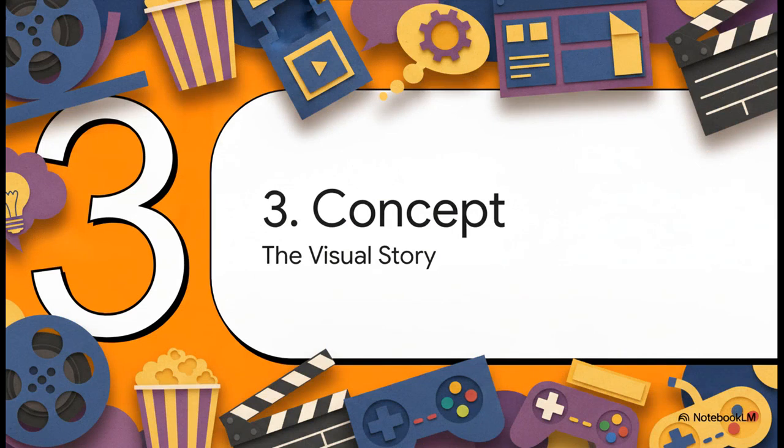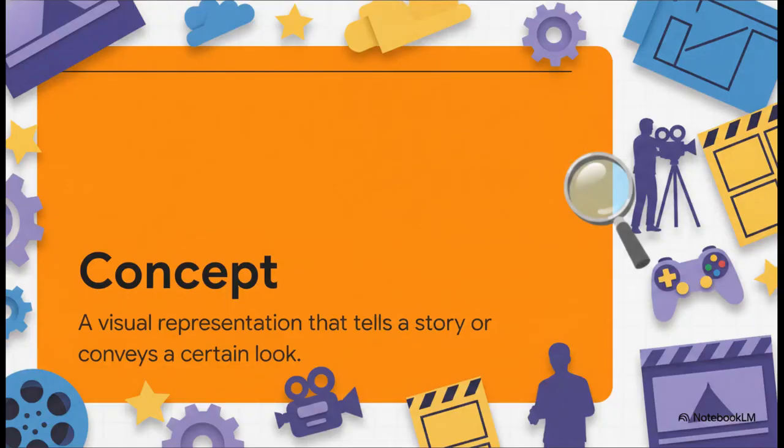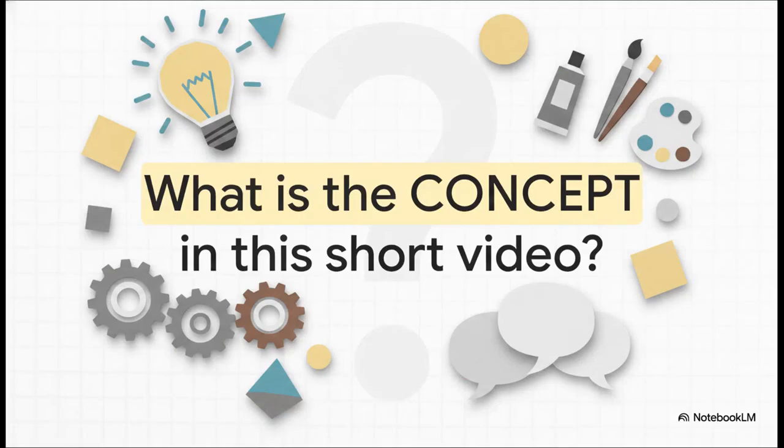Moving right along to step number 3, concept. This is the visual story. Concept is a really fun building block, especially if you like movies or video games. A concept is a visual representation that tells a story or conveys a certain look. Think of a concept like a master plan that helps tell a very specific story to the audience. Let's play a little game to understand this better. I have a question for you. What is the concept in the scene we're about to explore? Put your thinking caps on, and let's see if we can figure out the story being told.